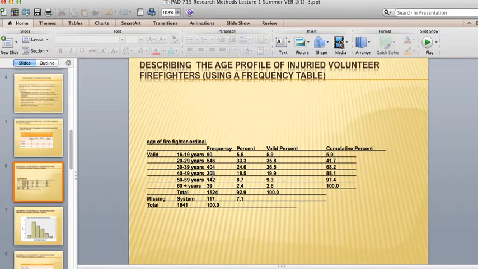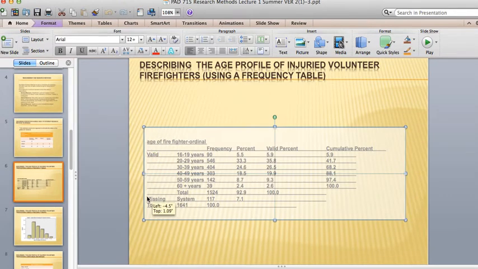So whenever someone says to you, well, 20 people say that we should do this, your response should be, 20 of what? 20 of 100, 20 of 60? Percents give us a much better idea of trends or patterns. So that's what SPSS does. It creates a percent and a valid percent. Now, why the difference between these two? The valid percent discounts missing data.